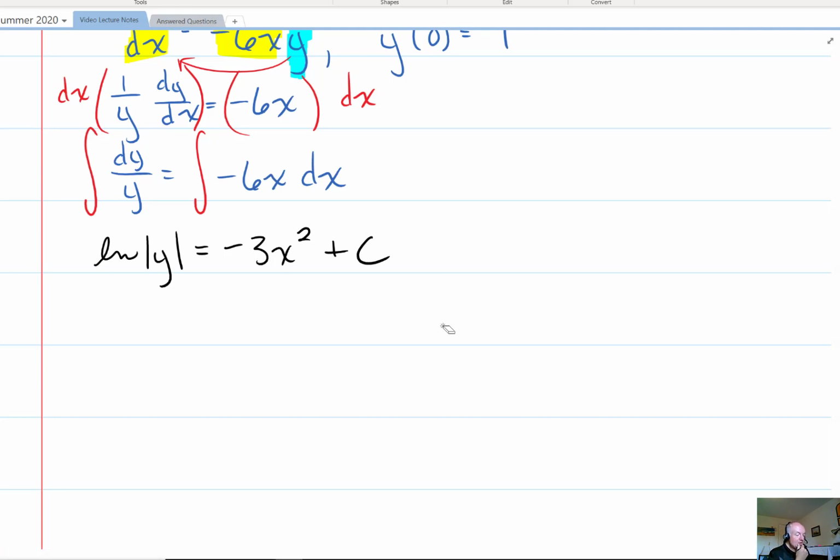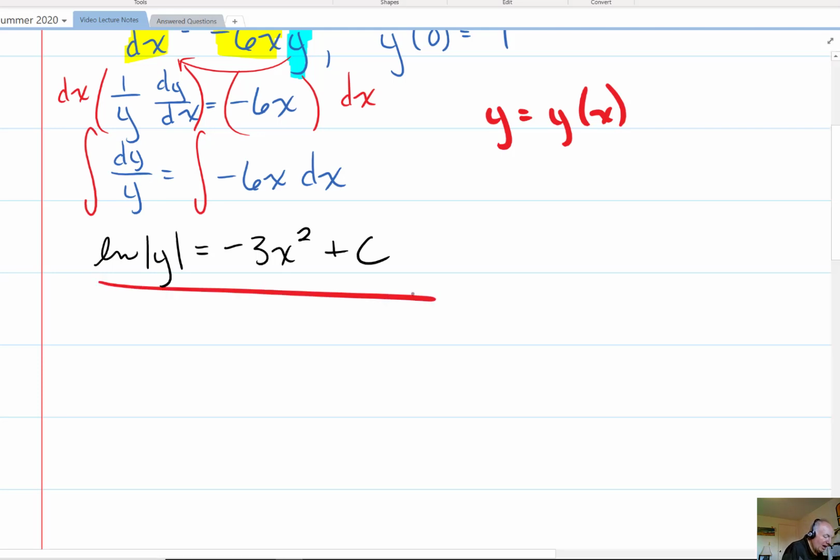Okay, and so it looks like we are really close to solving the differential equation. At this point, ideally we would love to get y equals y of x, some expression of x. In other words, we would like to be able to solve this for y to get what we call an explicit solution, and in this case we can.